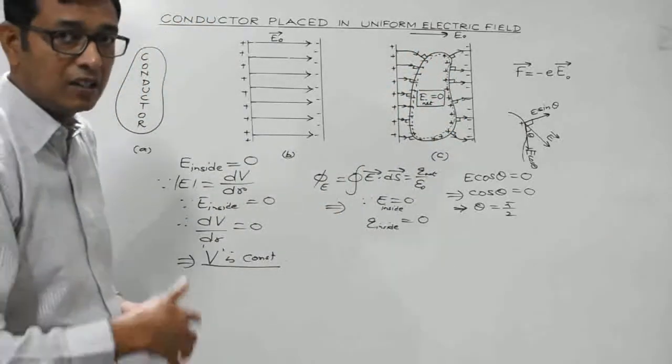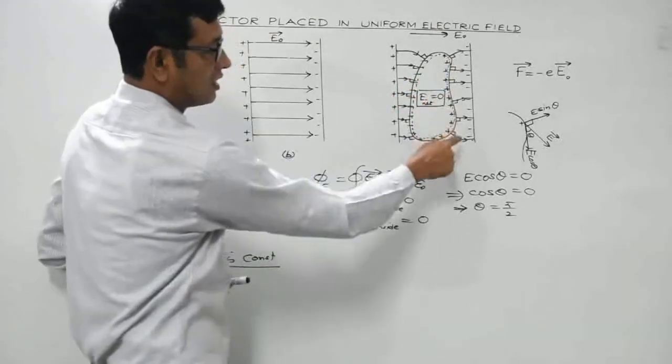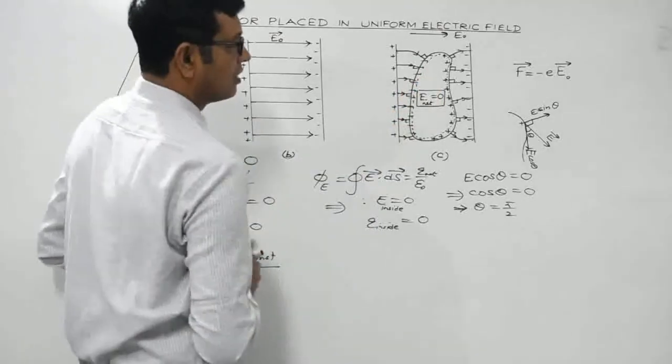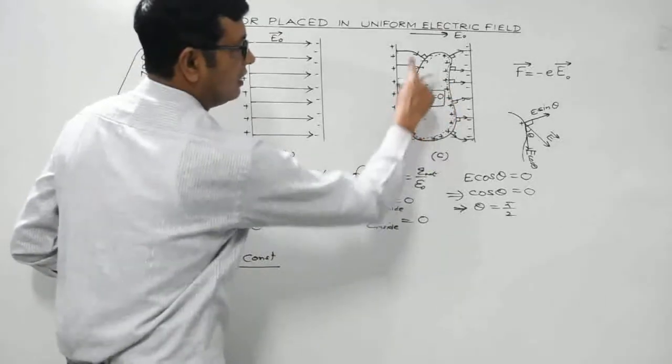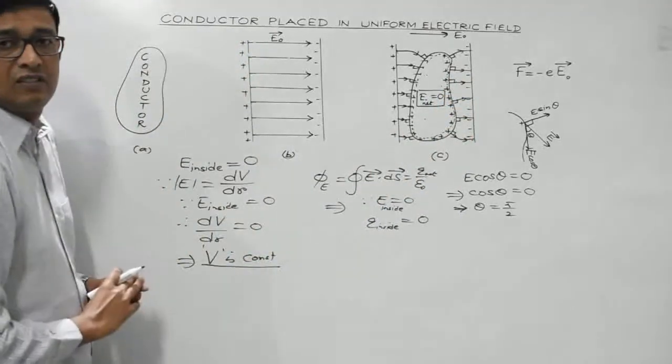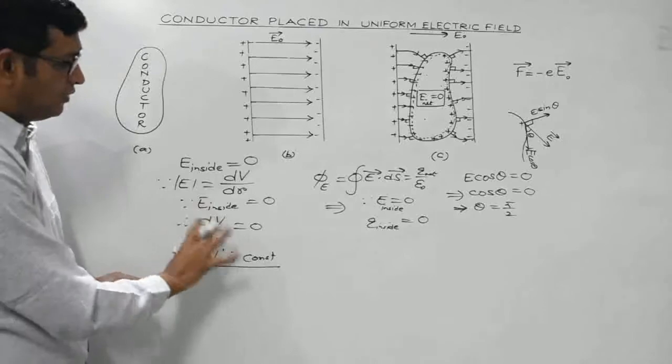I repeat, inside the conductor the electric field is 0. So the potential at any point inside the conductor, including its surface, is constant. Right? This is a very important point.